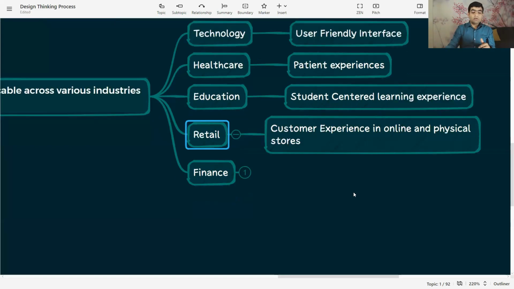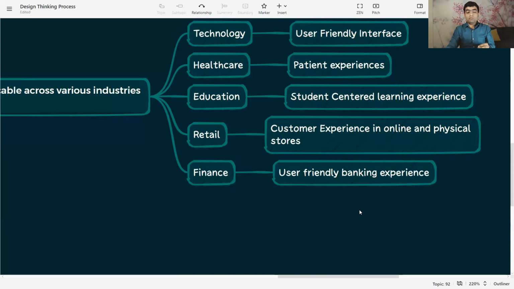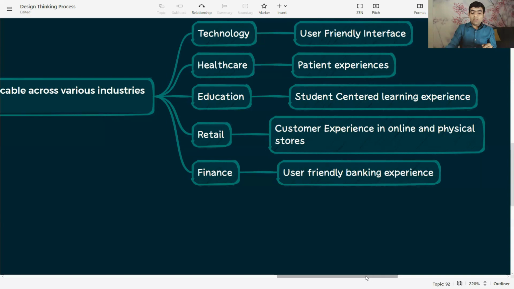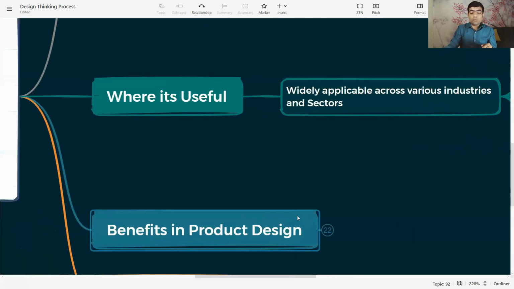In retail also, they are focusing on the customer experience in online and physical stores: the online buying experience, and the experience in the physical store. Again, that is the design thinking process. Everything that is related to the customer, focusing on the customer's pain, that is the design thinking process. In finance also, they are highlighting a user-friendly banking experience, okay. So in various industries, this design thinking process is used.